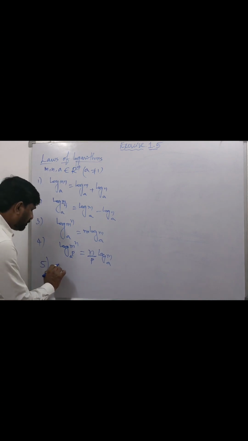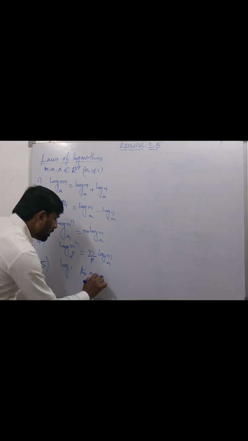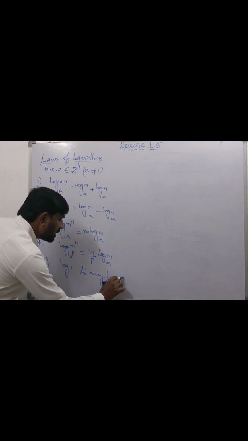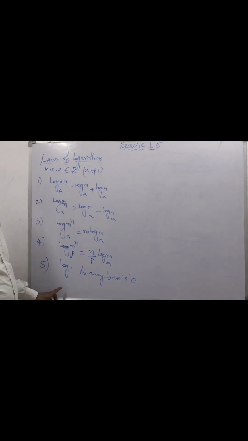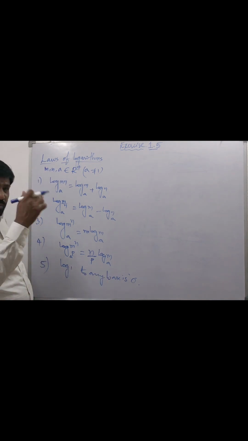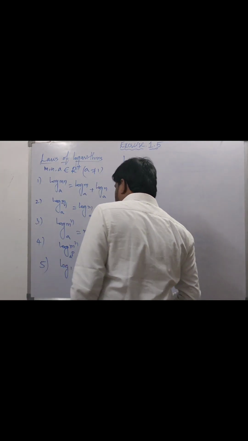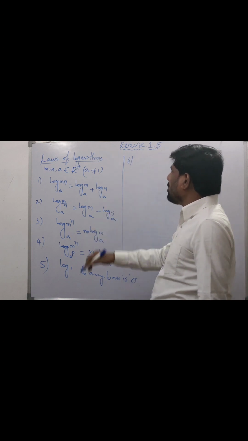Next, logarithm of 1 to any base. Logarithm of 1 to any base is 0. Logarithm of 1 to any base is always 0. Please remember, logarithm of 1 to any base is always 0, since a power 0 is equal to 1. If you write that in the form of logarithms, then you will get 0, right?